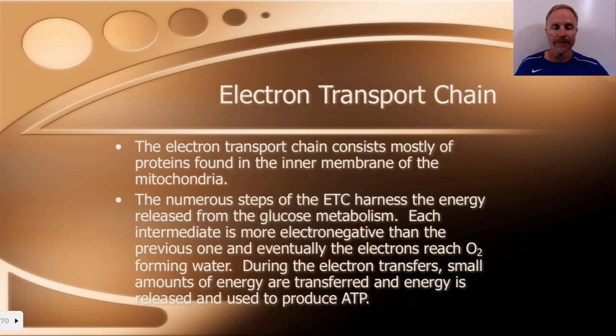Okay, and this electron transport chain consists of many proteins found within the cristae, or that inner mitochondrial membrane. And each of these steps is going to be involved in glucose metabolism, and all along the way you'll see each one of these proteins that's involved is more and more electronegative. In other words, it's going to continuously pull these electrons down the electron transport chain, ultimately reaching oxygen. And oxygen is the most electronegative component of this electron transport chain, and that's where the electrons are going to get transferred to.